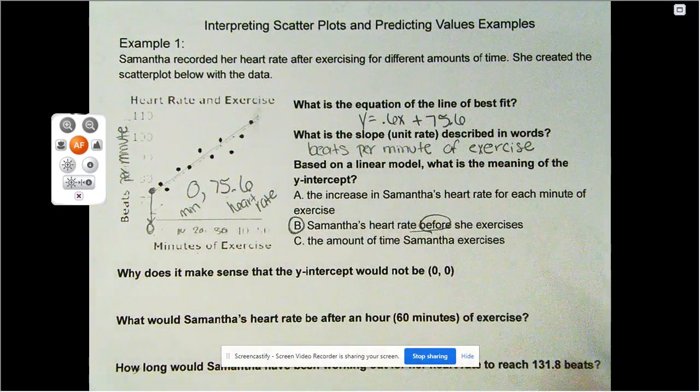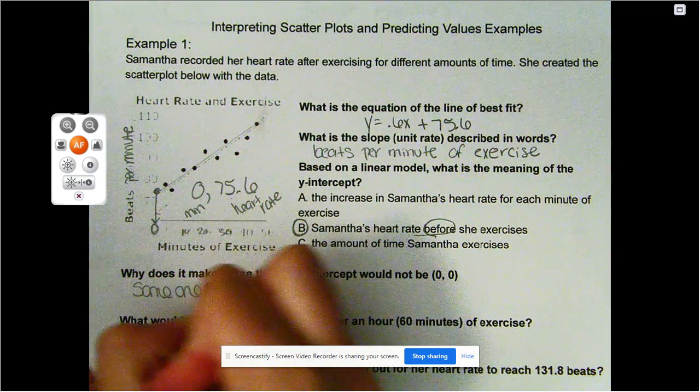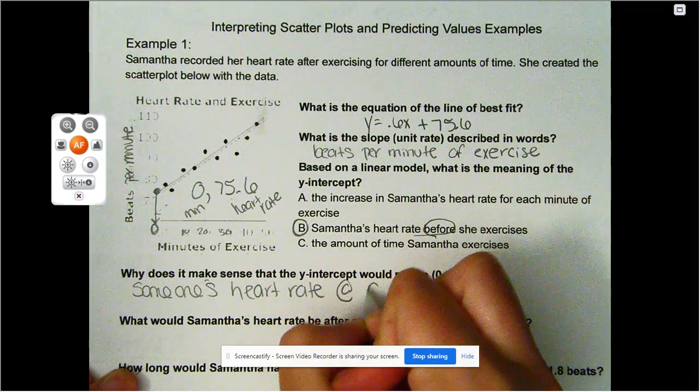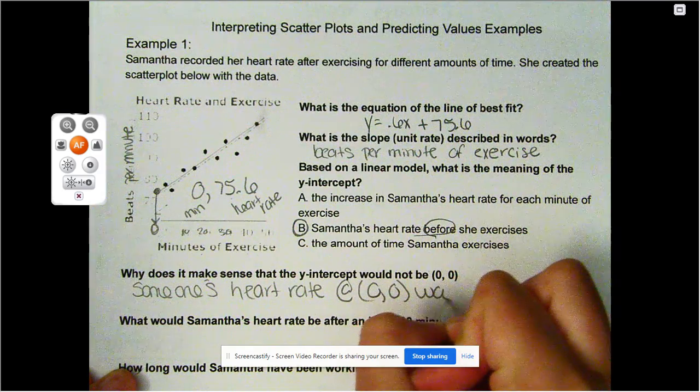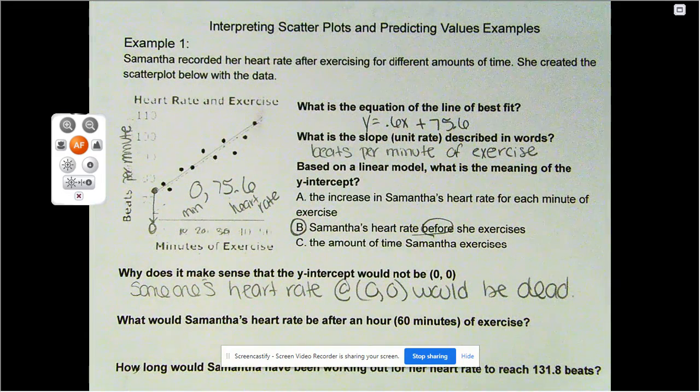Why does it make sense that this y-intercept would not be down at (0, 0)? Using some common sense, if your heart rate is 0 during 0 minutes of exercise, you're going to be dead. Even if you're not exercising, you still have a heart rate going on. Someone's heart rate at (0, 0) would end up being dead. That's what I'm going to write down: before you exercise, you're still going to have some type of heart rate.